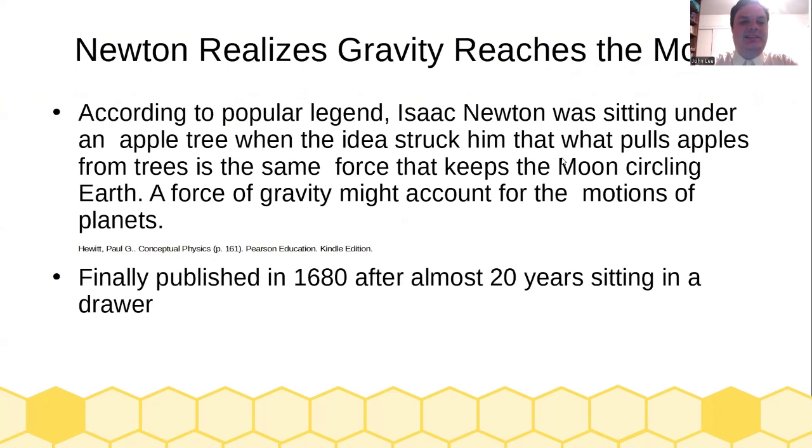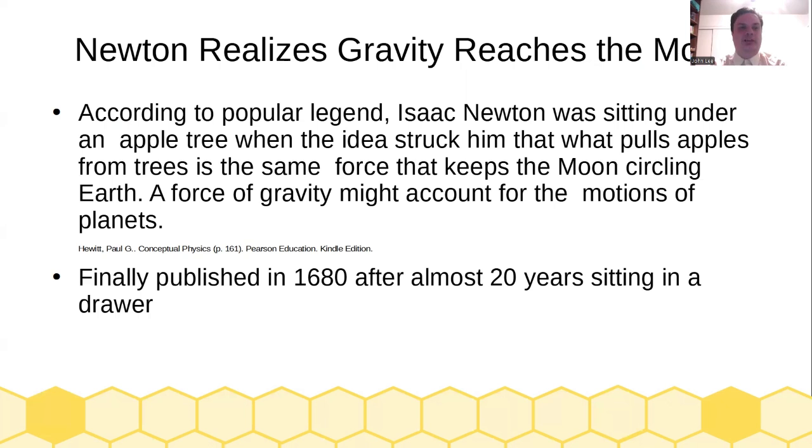Starting from 1666, according to popular legend, Isaac Newton was sitting under an apple tree when the idea struck him that what pulls apples from the tree is the same force that keeps the moon circling the Earth. A force of gravity might account for the motions of the planets in addition to the motions of objects on the Earth. It could account for motions of the moon around the Earth and of the Earth around the sun.